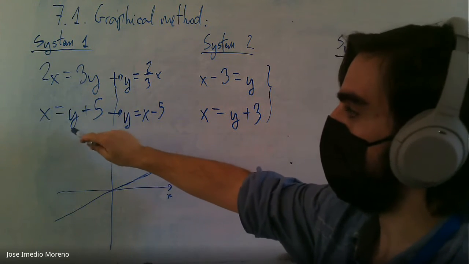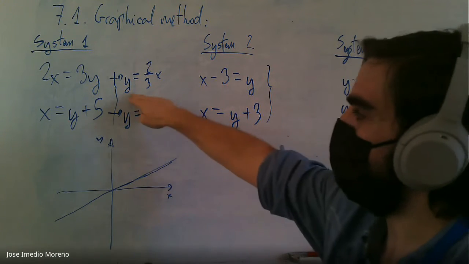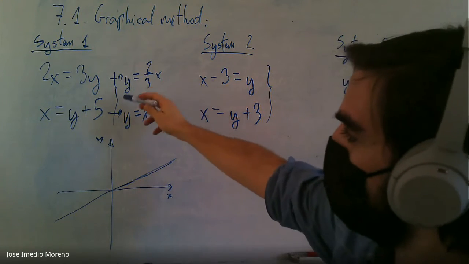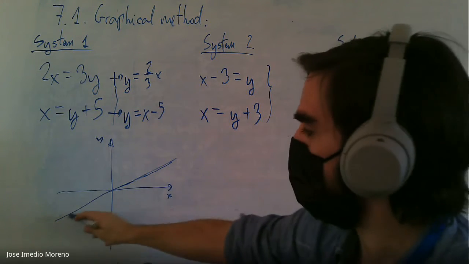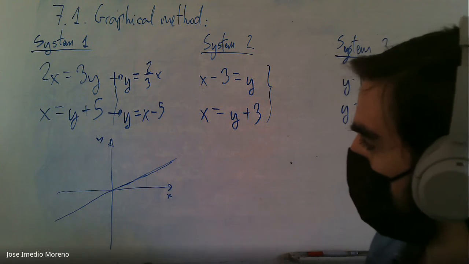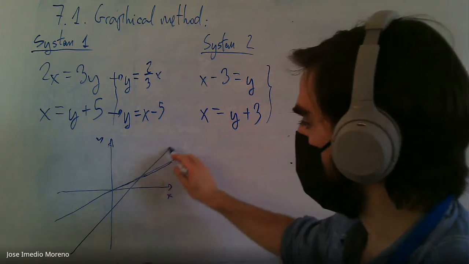x equals y plus 5. Those were the first two sentences. And I isolated y and I obtained this. So the first one, y equals 2/3 of x. If I draw it, it is something like this. y equals x minus 5 would be something like this.